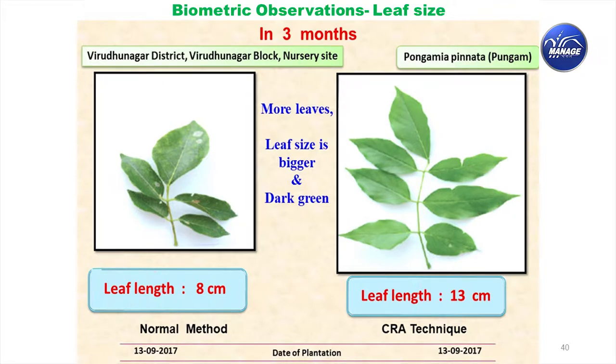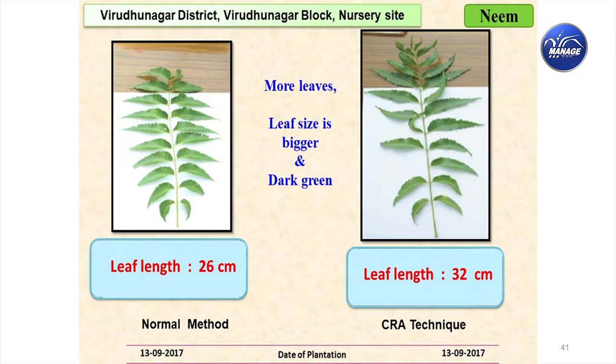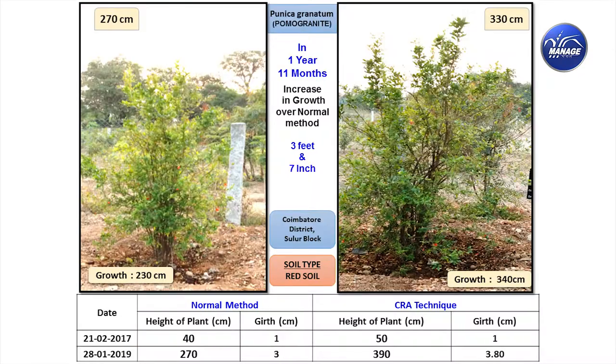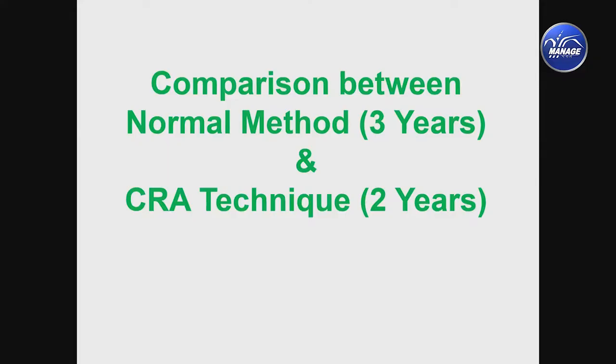Now you can see here in Pungam, on the left side is the normal, and the right side is the CRA technique. The same difference you could notice in neem also. Overall biomass, I will just show you a couple of pictures. This is even pomegranate we tried, and we noticed that pomegranate started yielding much earlier than the control.